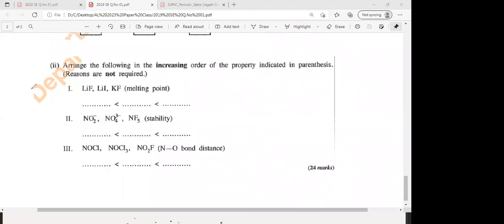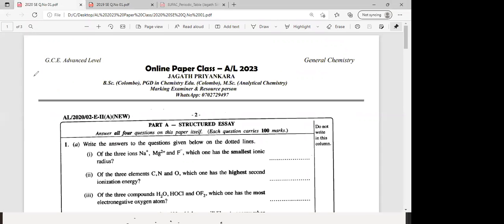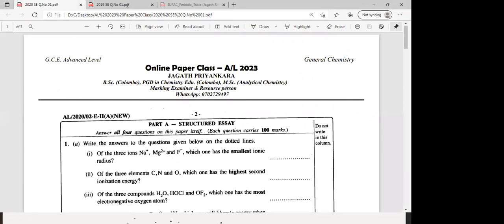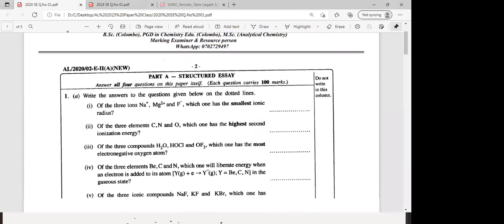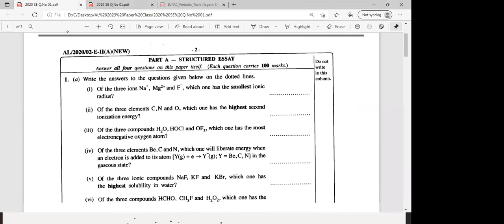Right, I'll erase. Now let's start the 2020 paper, the latest paper. This is the last paper. Now on the 3rd of February they are going to start the next, so they will be getting the 2021 paper after next month. Right. This paper is a little more difficult than the 19 paper.